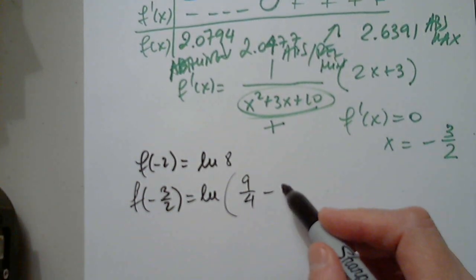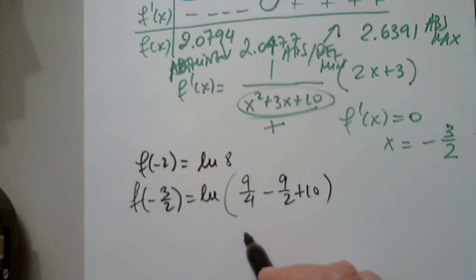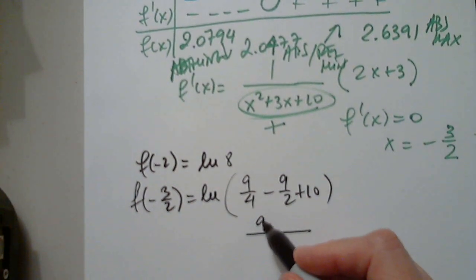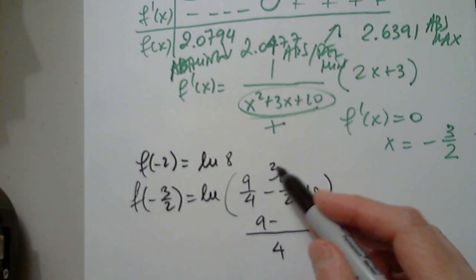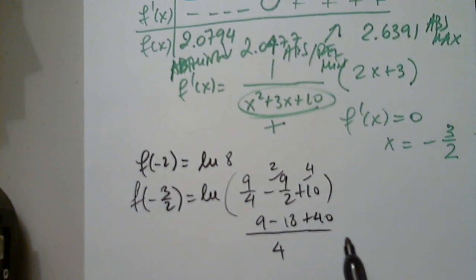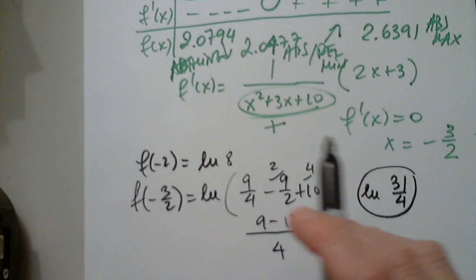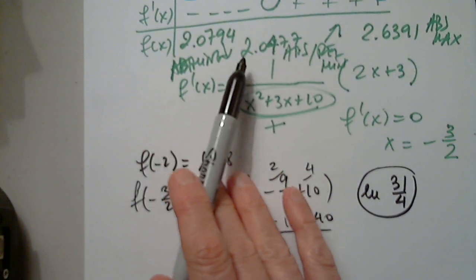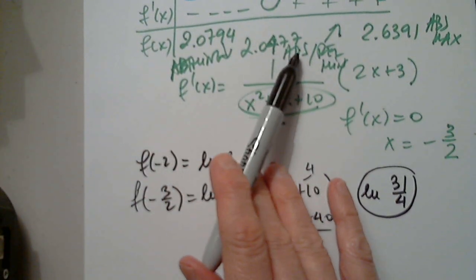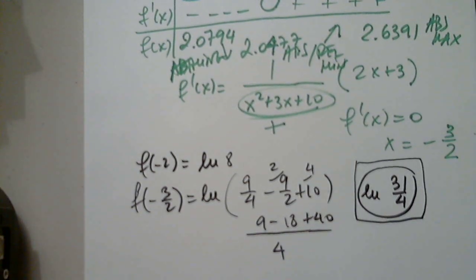9/4 minus 9/2 plus 10. So the least common denominator is 4. 9 minus 18 and plus 40. So this is 12, this is 31. So you have to write natural log of 31/4 for the absolute minimum, not 2.0477. So it has to be entered as natural log of 31/4.